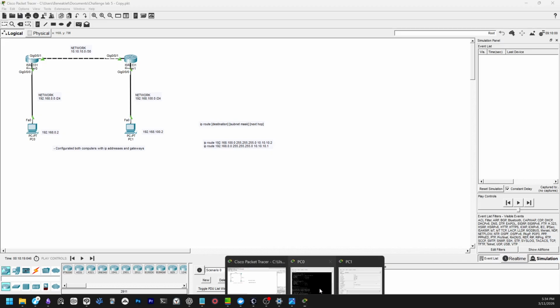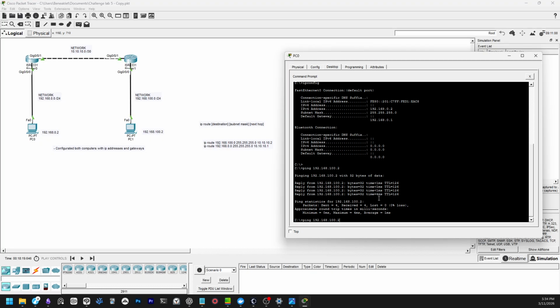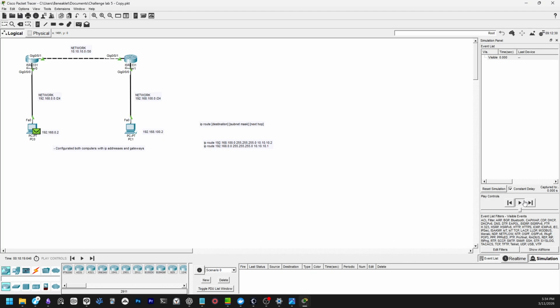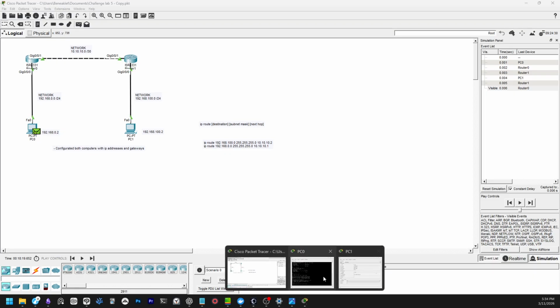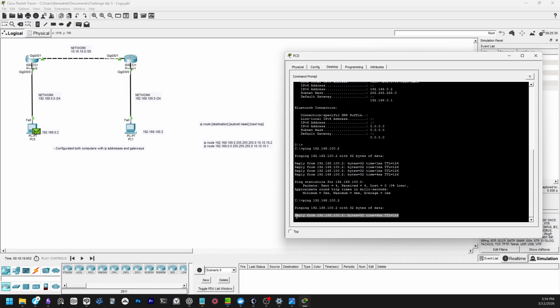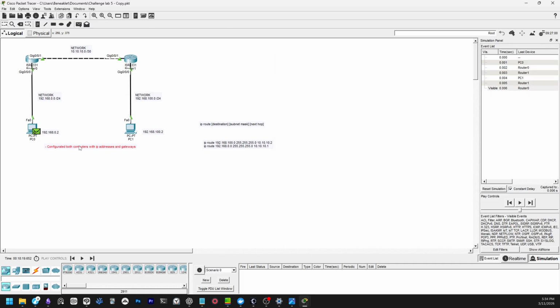For visual's sake, I'm going to do this one more time. As you can see, the packet is going to the router, router 1, straight to the PC. I'm going to fast forward this a little bit. Check mark, there we go. That's a successful ping. That's really just about it.